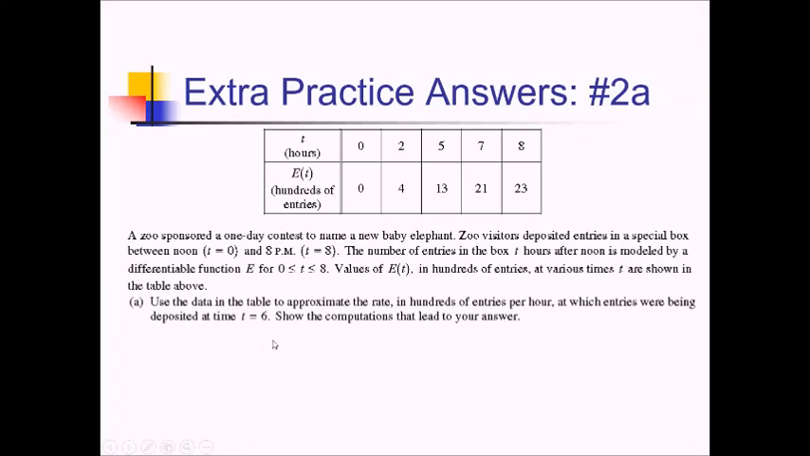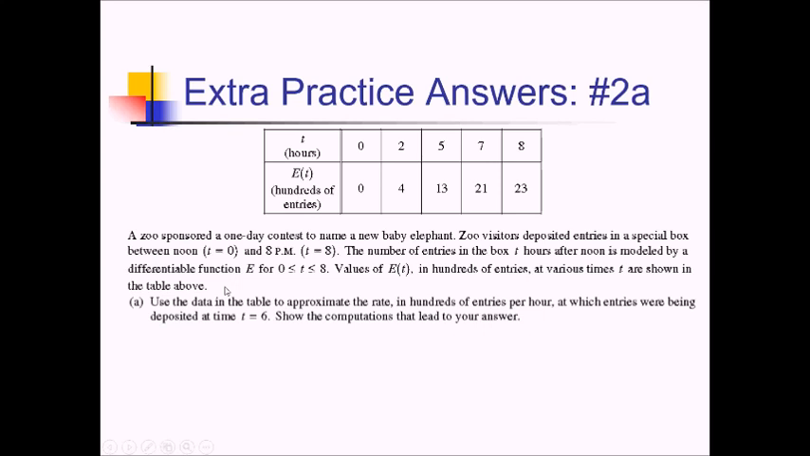For this calculator-based free response problem, we have a zoo sponsoring a one-day contest to name a baby elephant. Zoo visitors deposit entries in a special box between noon, which is time 0, and 8 p.m., which is, well, time 8. And the number of entries in the box t hours after noon is modeled by some function E, which we're not going to tell you at this point, other than the fact that some values of E of t are up here in this table. So this is hundreds of entries we're measuring this in as a function of hours.